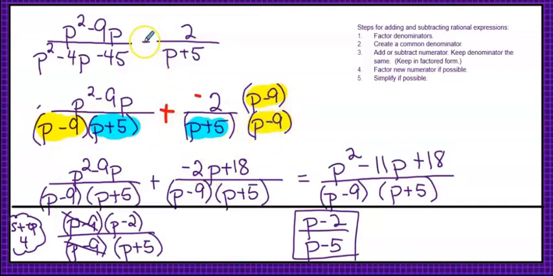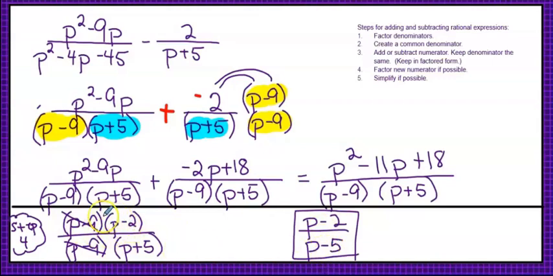I also changed the minus to a plus and changed this to negative 2 because I think it's easier to distribute that into these parentheses if it's already negative. So I did that, just brought this one down here and I multiplied the negative 2 in. So I got negative 2p plus 18, and then I combined like terms. So I had a p squared term, I had negative 2p, negative 9p, that's here, and then the 18. So then step 4 says factor new numerator if possible. So that's what I did. I factored that into p minus 9, p minus 2, canceled out the p minus 9s and what I had left was p minus 2 over p minus 5.